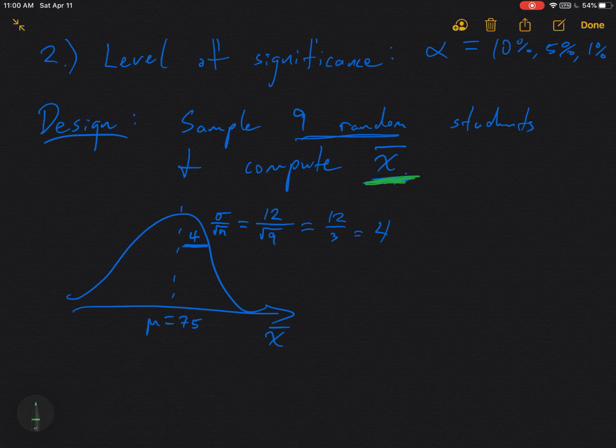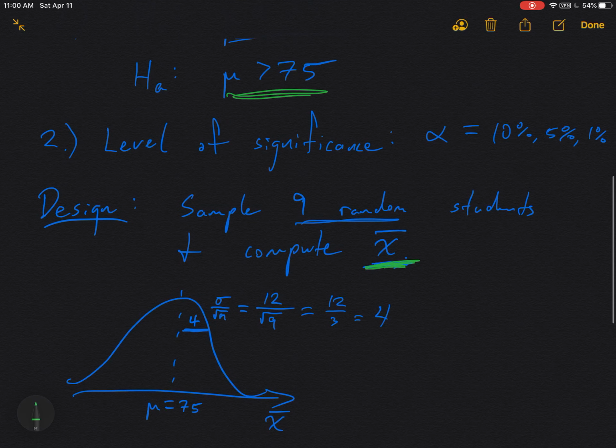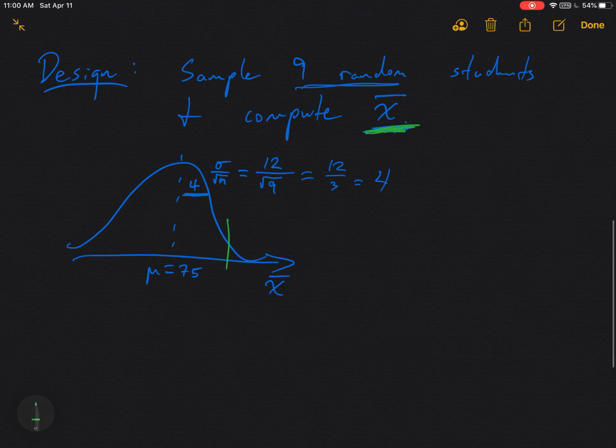So that's what we're looking for. We want to see if the sample mean ends up giving us an extreme value over here to the right. In this case, we're focused exclusively on this right tail because our alternative hypothesis was that mu is actually significantly bigger than 75. So we're looking over here at this tail.